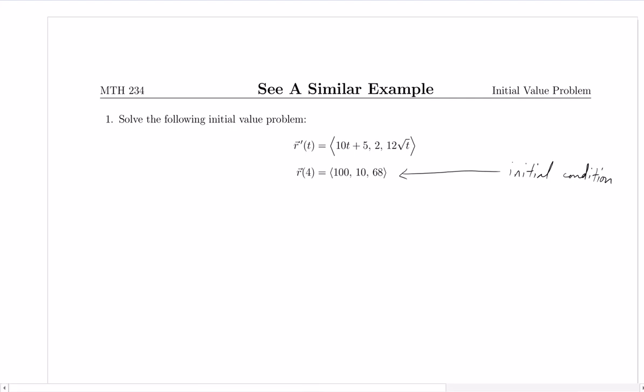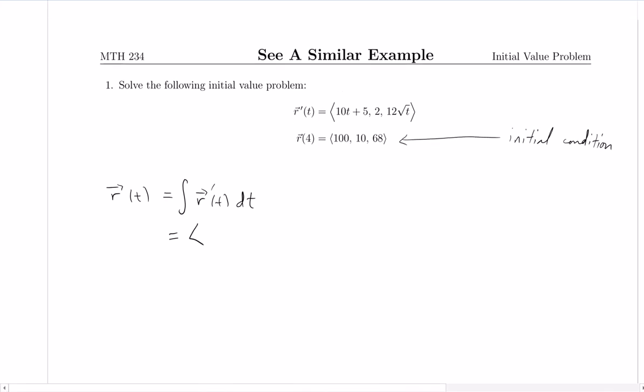So let's go ahead and do that. So if this is r prime, we want to find r. r is the antiderivative of r prime, and so r is the integral of r prime. So in other words, to get r, we just take the integral of each of the three components of r prime.